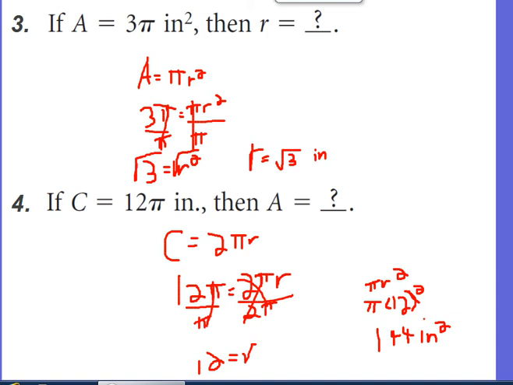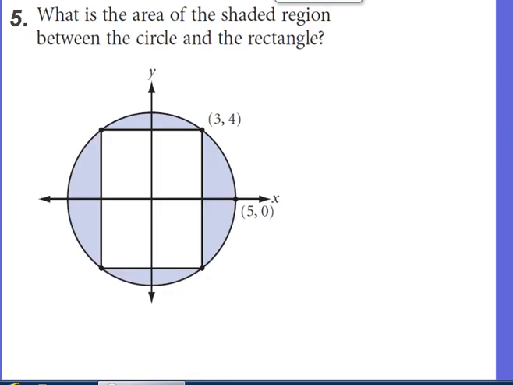And this is basically what you have to do. We've taught you how to find the apothem. We've taught you the equations for area, for a regular polygon, and for a circle.